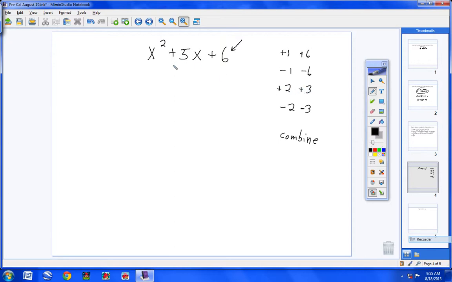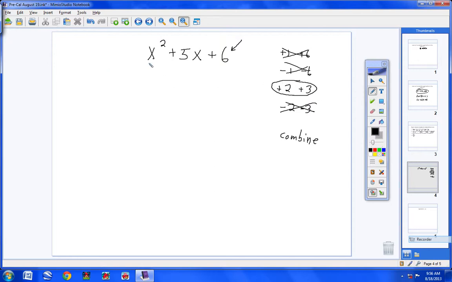But hold it. If I were to add these two, I would get a positive 5. And what's your middle term right here? A positive 5. Very good. So this is the group that I want. Do you see how I picked that? I listed all of the groups out. I don't want this one. I don't want this one. I don't want this one. There'll always be one group that works or no groups that works. Okay? One or none.